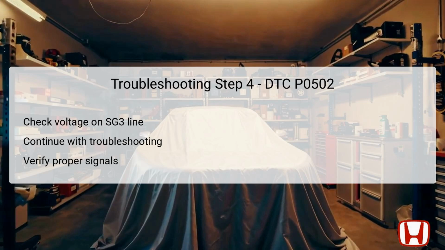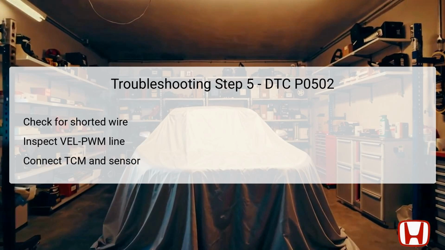The fifth troubleshooting step checks for shorted wiring within the VEL PWM line. Begin by ensuring the vehicle is in the off-lock mode and disconnect the TCM50P connector. Similar to previous steps, continuity is tested, but this time between test points at the CVT speed sensor connector number 1 and a body ground. If continuity is established, it points to a short circuit that needs repair for the VEL PWM line.